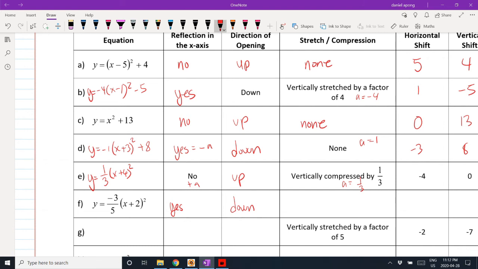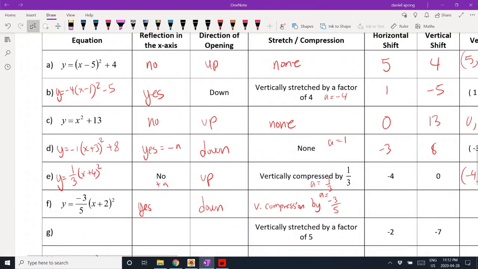If you divide 3 divided by 5, you'd get 0.6. So we know it's less than 1. So we can just say compression, V compression for vertical compression, by -3/5. So that's our a value. So a is equal to that.